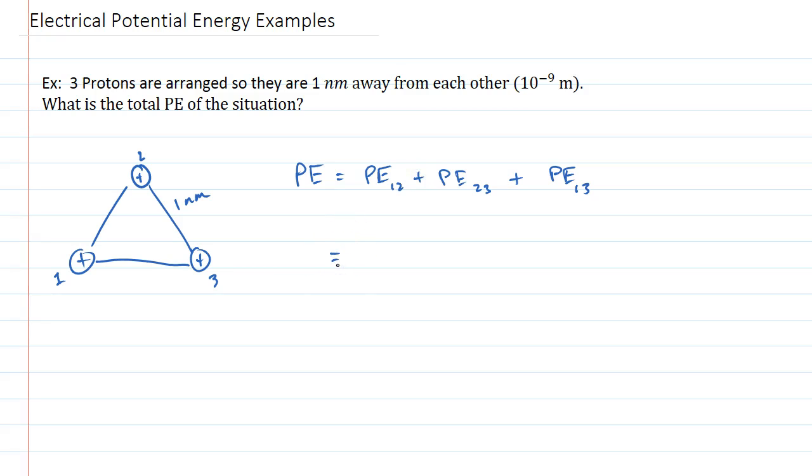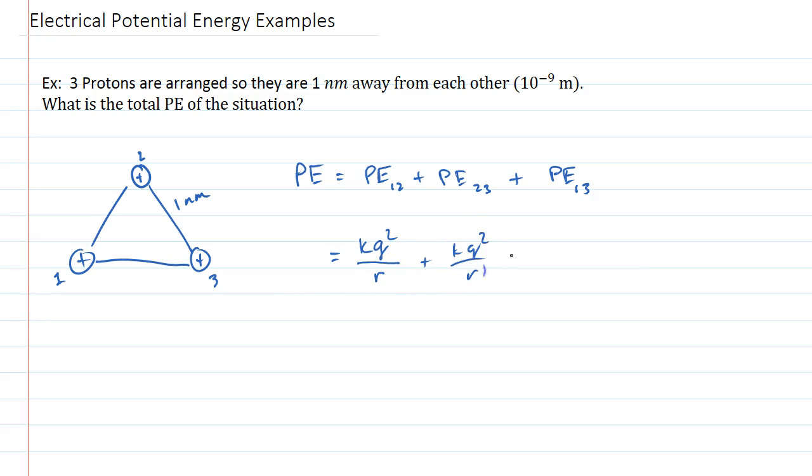Okay, so let's just think of between 1 and 2. We're going to have k. They're each going to have a charge of q, so this is going to be q times q, which is q squared. And it's going to be over the radius here. And I'm going to wait a second before I put in an ugly number like 10 to the negative 9th. So kq squared all over r.